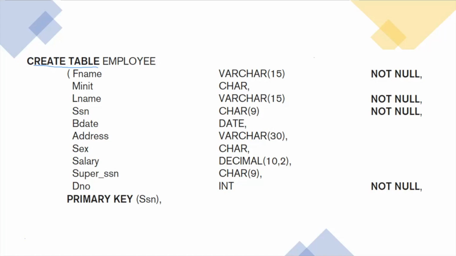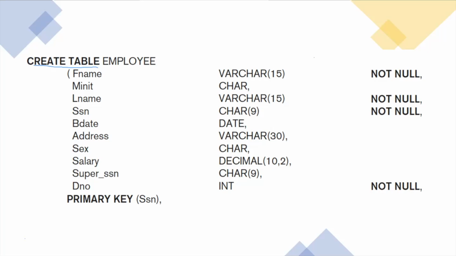Varchar and char, the difference is that one is variable length. So 15 is the maximum length. And for char, it is 9, which is char 9 for ssn. So it means that 9 characters will be used. If I try to enter a value of ssn which is less than 9, in that case also 9 characters will be reserved for ssn.